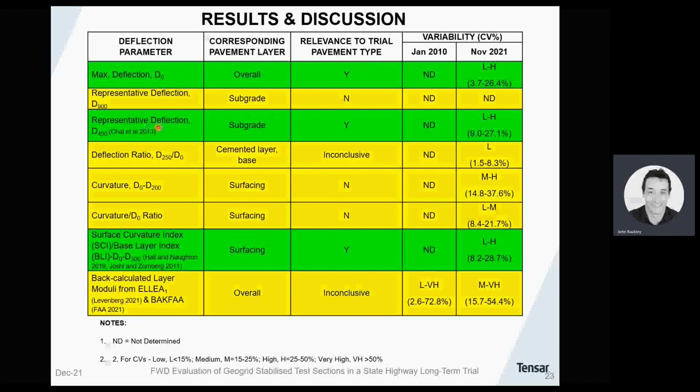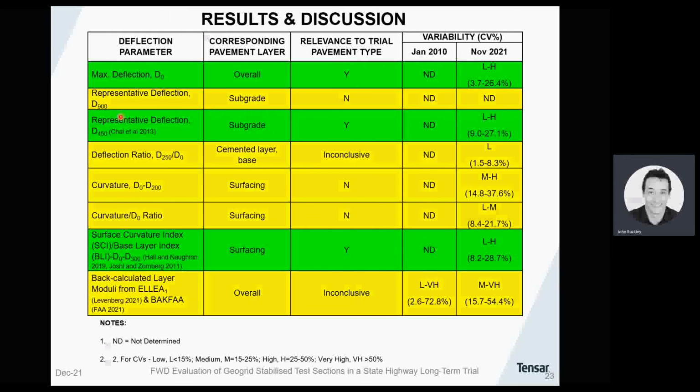So there's been research done by Chai and co-authors in 2013 that shows that the D450 and the estimated subgrade CBR derived from this deflection offset is more representative of a thinly surfaced granular pavement than subgrade parameters traditionally derived from D900. So this approach was adopted and was found to have less variability.